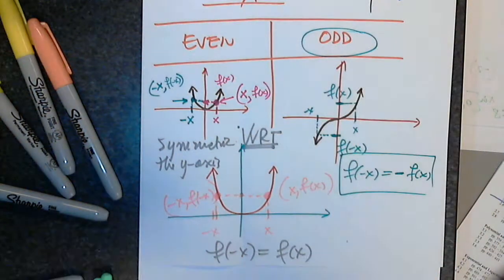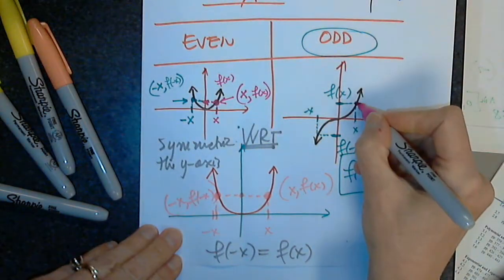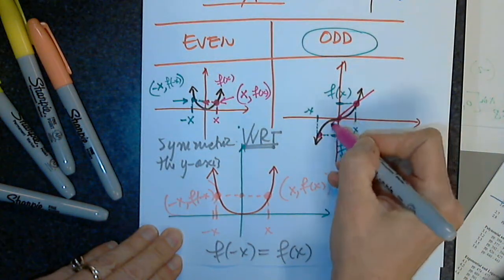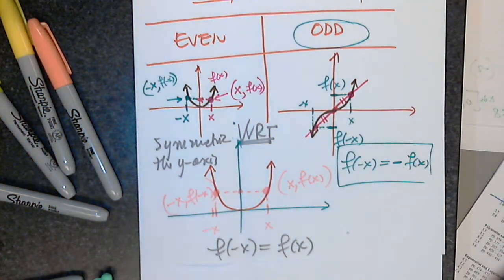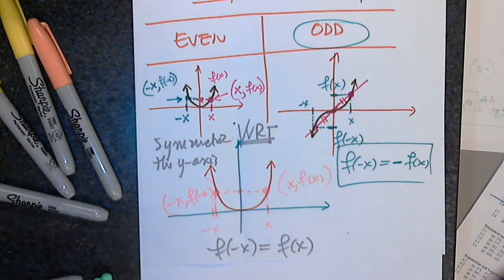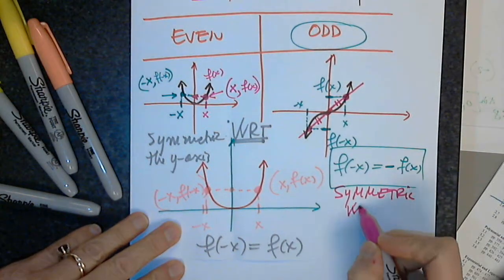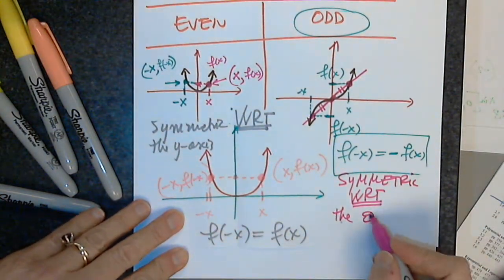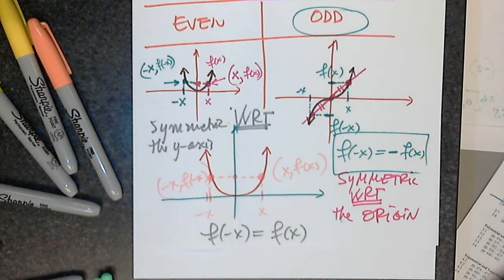If that happens, the function is odd, which means its graph will be symmetric with respect to, don't say anything, I want to show you 3 points here. 1, 2, 3. If I draw a line through these 3 points, this piece is equal to that piece. So the graph of an odd function is symmetric with respect to the origin. Indeed. With respect to the origin.